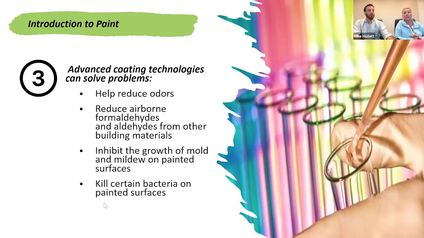Our advanced coating technologies help reduce odors. They reduce airborne formaldehydes, which, as we know, formaldehyde is in everything. When you do a remodel, whether it's your clubhouse, units, your property management office, your flooring, your carpeting, anything has formaldehydes in it, and they're harmful. So we do have our airborne paint that helps with that. And then we have one that inhibits growth of mold and mildew on painted surfaces, and also kills bacteria on the surfaces. We'll have slides that get into a little more detail on that later on.